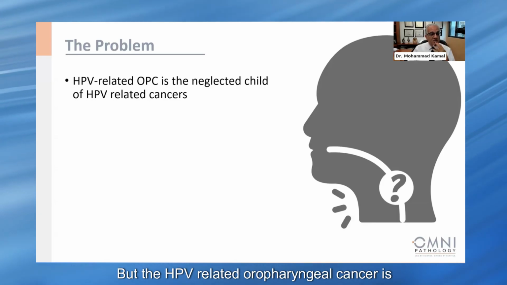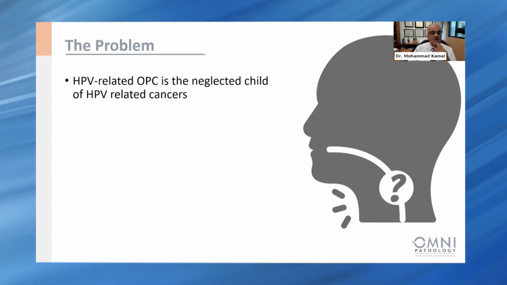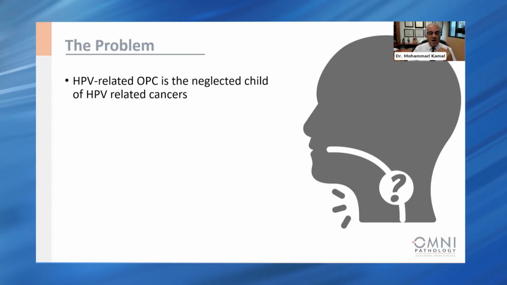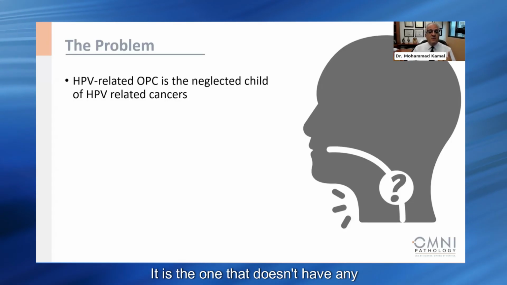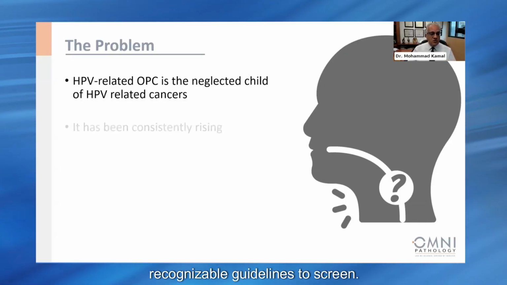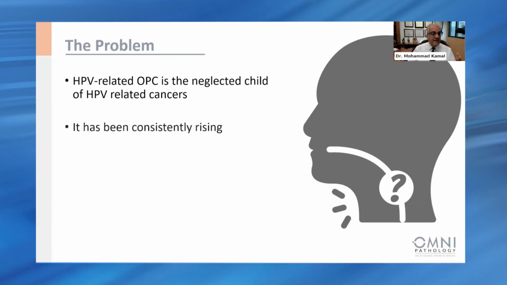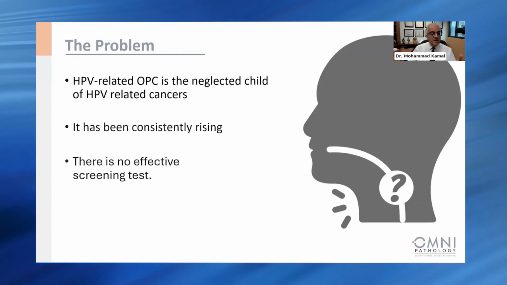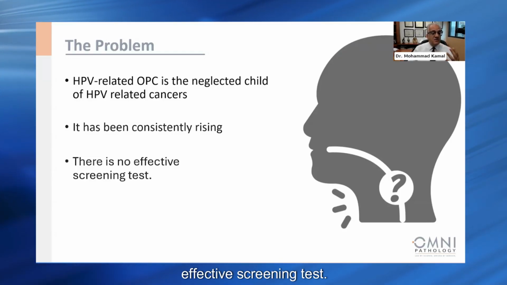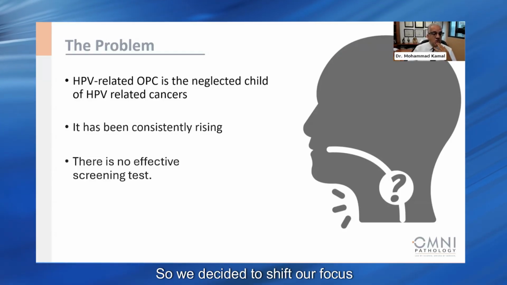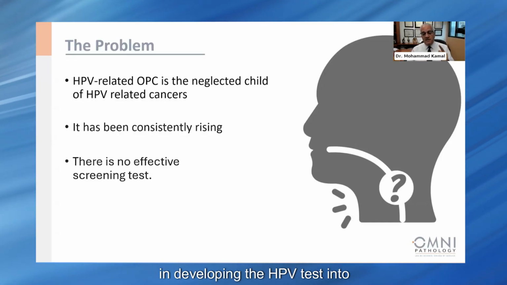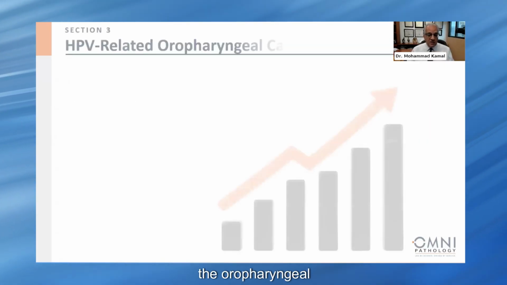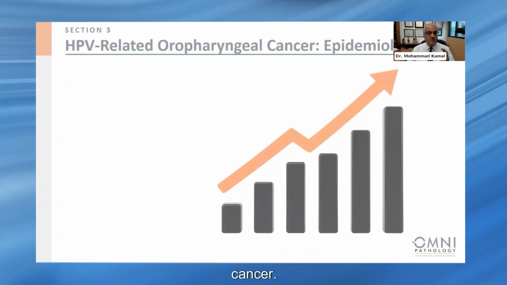But the HPV-related oropharyngeal cancer is a neglected child. Of all HPV-related cancers, it is the one that doesn't have any recognizable guidelines to screen. The cancer is consistently rising, and there is no effective screening test. So we decided to shift our focus in developing the HPV test into the oropharyngeal cancer.